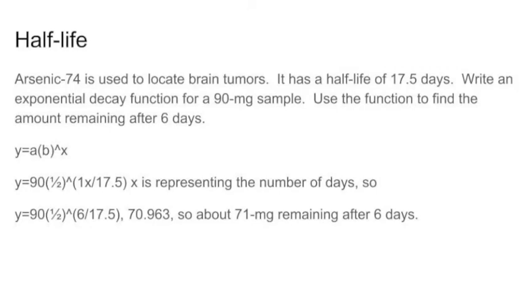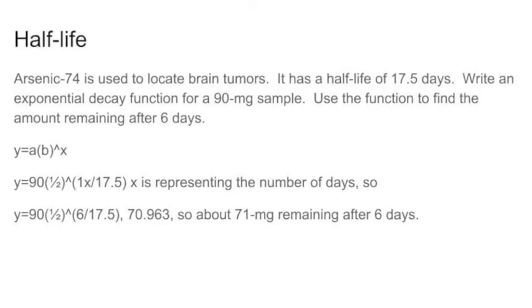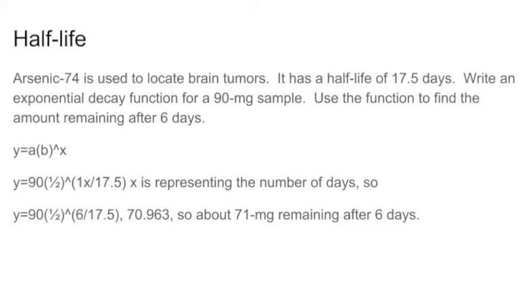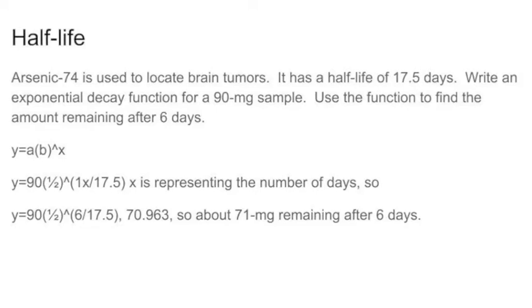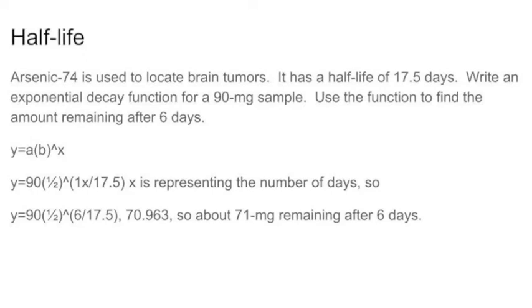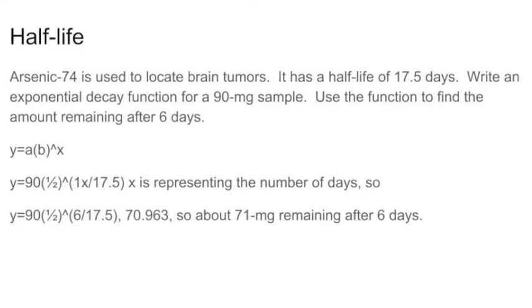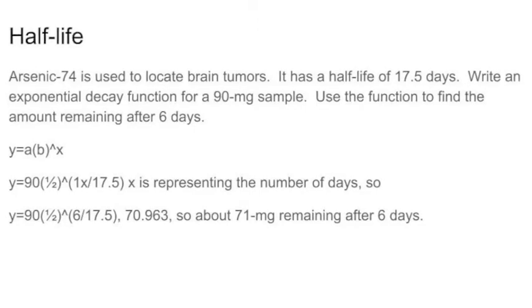In this, our initial sample is 90 milligrams, so there's our a value. Our b is 1/2, since we're referring to half-life. And typically our x is the amount of years or days or months or whatever we're referring to. Well, in this case, because it has a half-life of 17.5 days, we have to raise it to the power of 1 over 17.5 times x. So that's why I have 1x over 17.5. And x is representing the number of days.